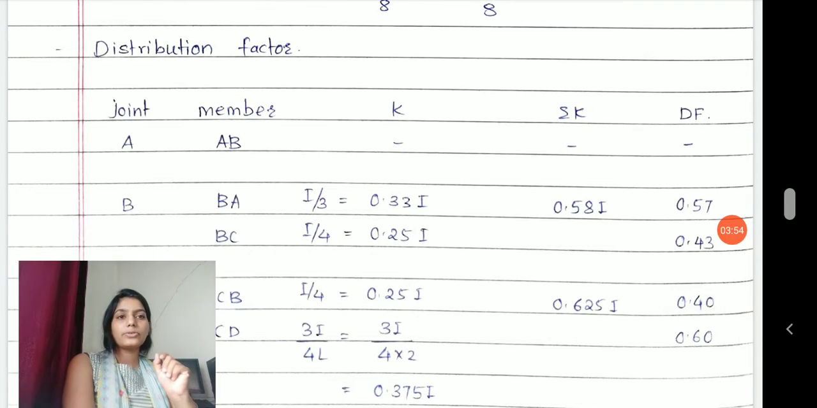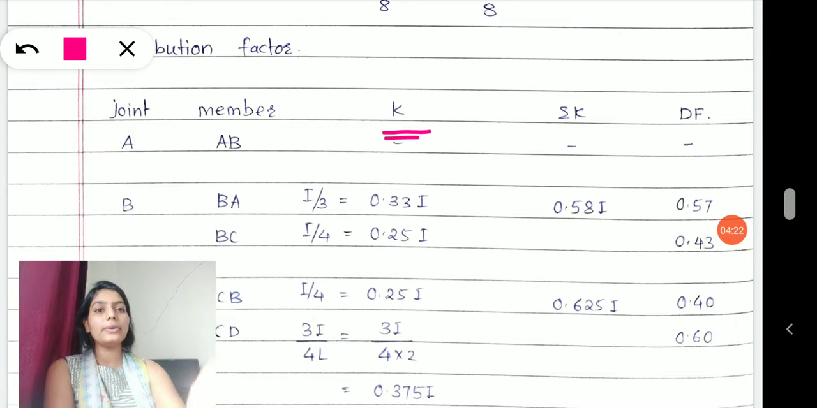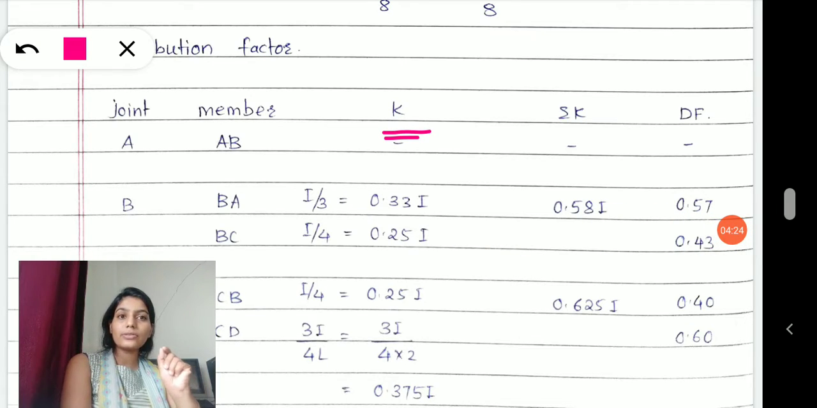Next is the distribution factor. Distribution factor is required for the joint. Yes, distribution factor is required for what? To calculate the amount of moment you are distributing from a joint to the intermediate supports or to the span. How much to distribute will be decided by the distribution factor. How to decide it? It depends upon the K value. K value is nothing but a stiffness coefficient.